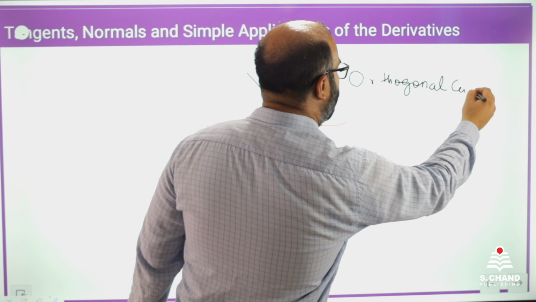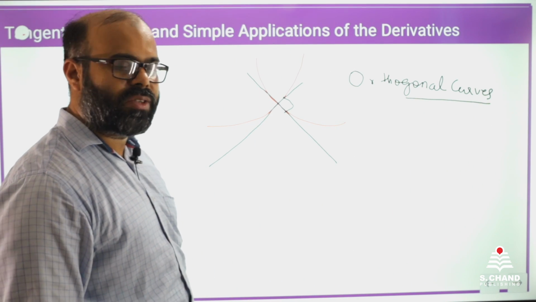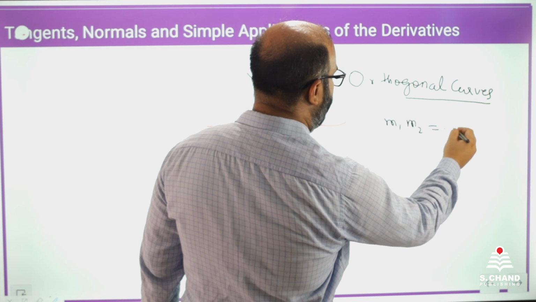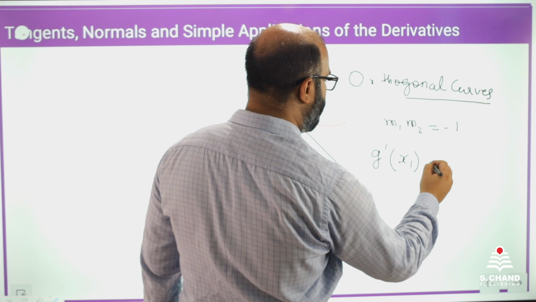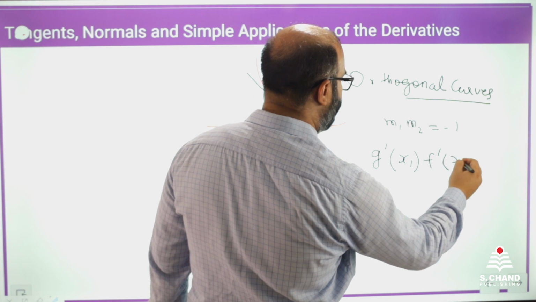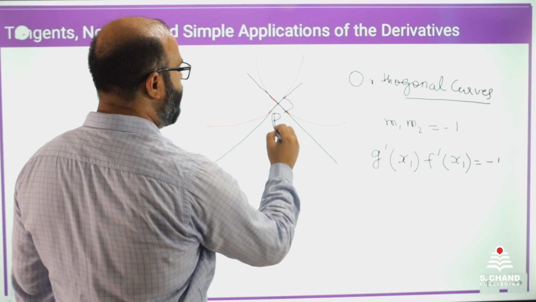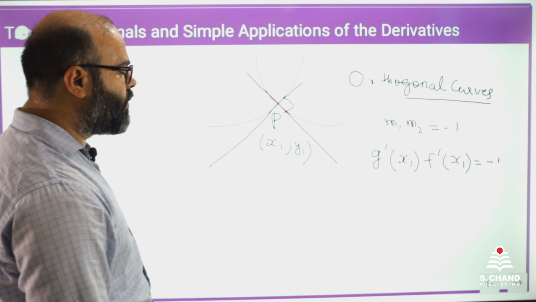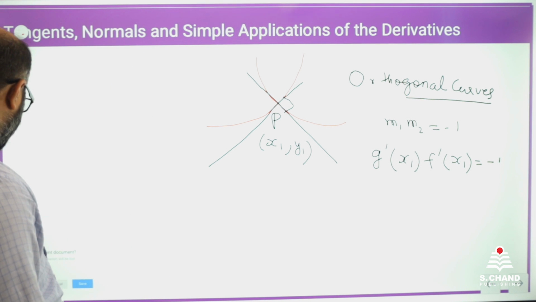So if they are orthogonal, then that means the angle between them is 90 degree, which will give you m1 m2 is equal to minus 1. What was m1? g dash of x1. What was m2? f dash of x1. Their product is equal to minus 1. And x1 y1 is the point of intersection of these two curves. So this is what you have to understand here. One more thing is there before we will start the questions.